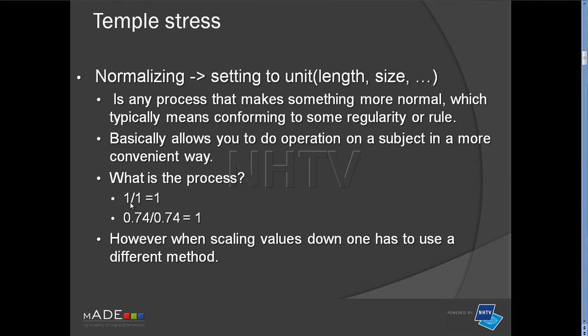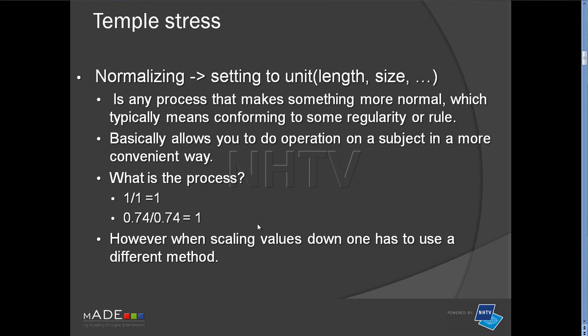If you take these numbers over here, 1 divided by 1 gives you 1. If you divide 0.74 by 0.74, again you get 1. So now this value is getting normalized to a value of 1. Now what we have to do is make sure that if we create an object, for example, we can always fit it within the dimensions 1, 1, 1. So whatever object you're going to deal with, you can fit it in something.